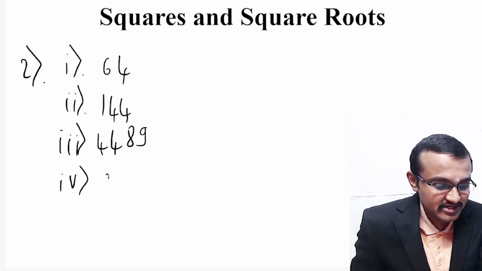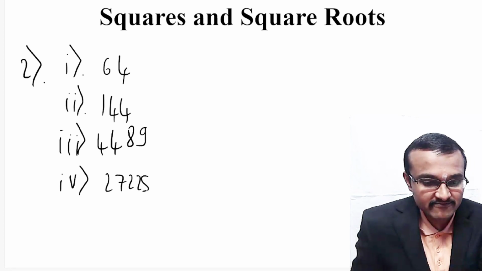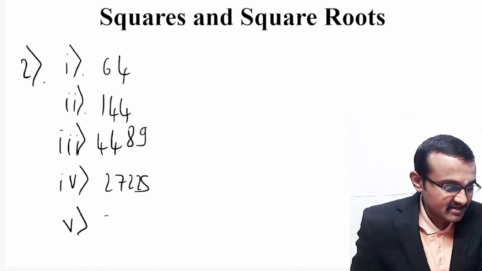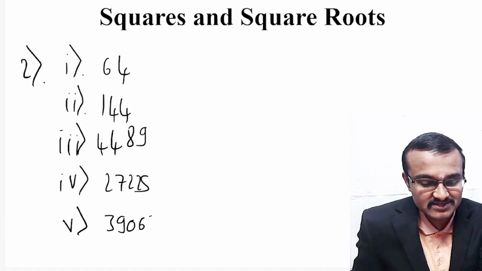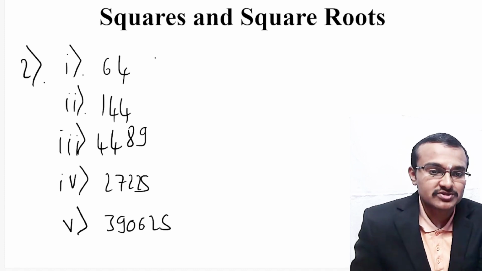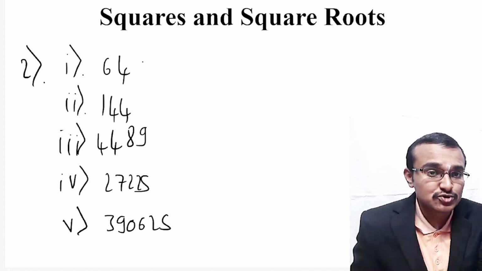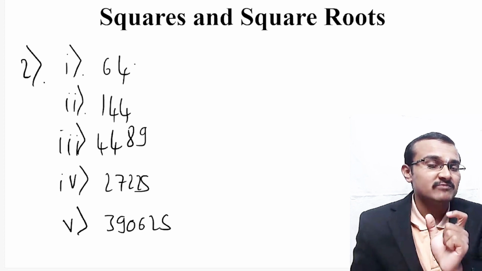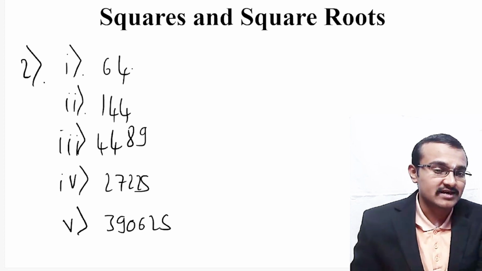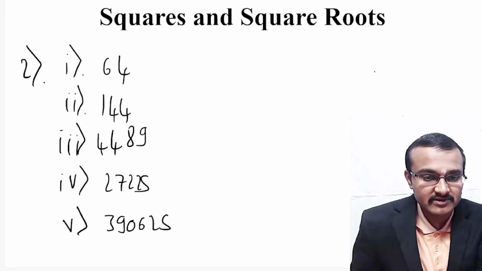Fourth one is actually 27,225. Fifth one is 390,625. So these are all perfect square numbers. You should tell how many digits will be there in that particular square root, like if you take the square root of this particular perfect square.